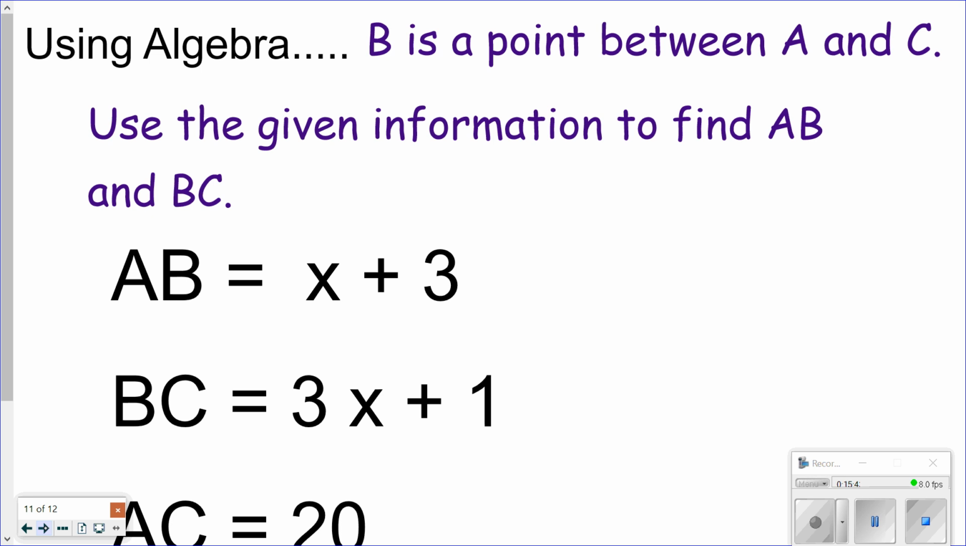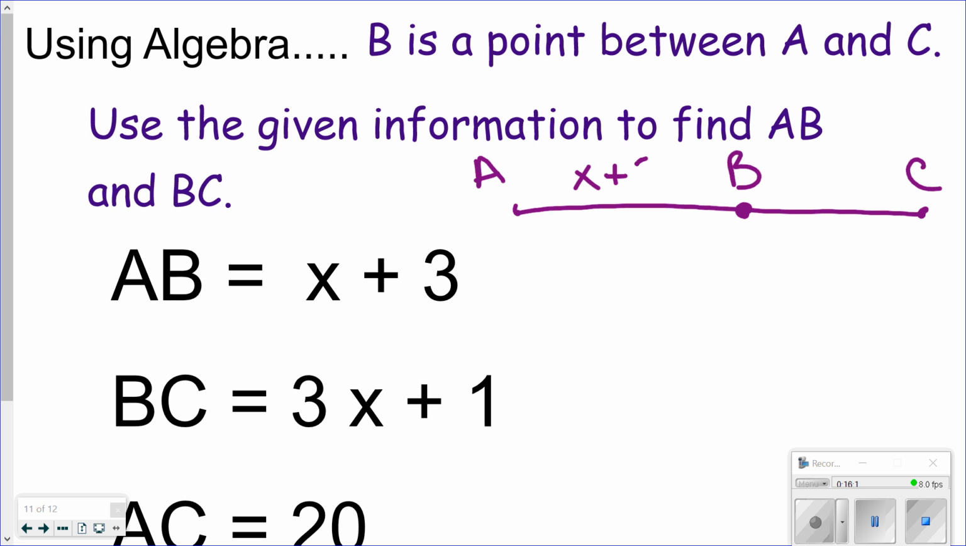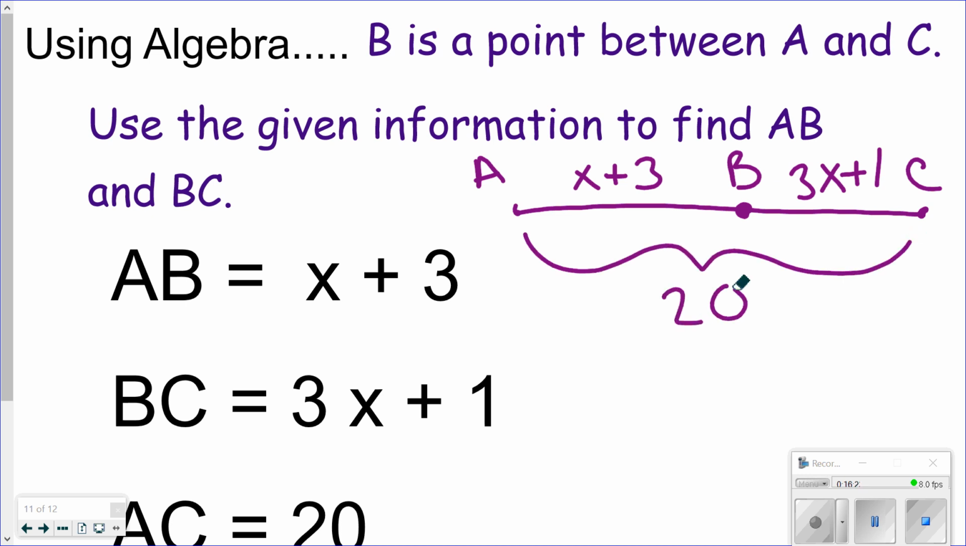All right, let's practice this again. So using algebra, B is a point in between AC. So right away I'm going to draw out my picture. So here's A, here is C. I'm going to put our point B somewhere in between. Use the given information to find AB and BC. So I know AB is x plus 3. I see that BC is 3x plus 1, and AC is equal to 20.